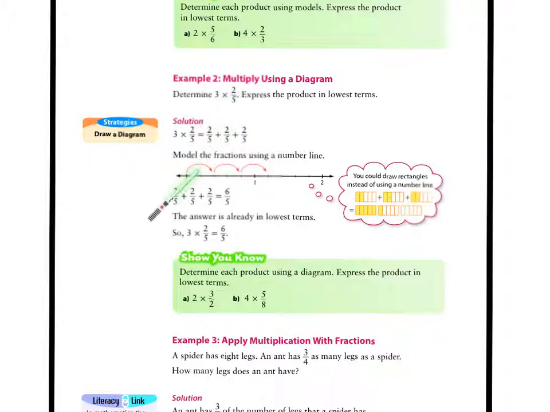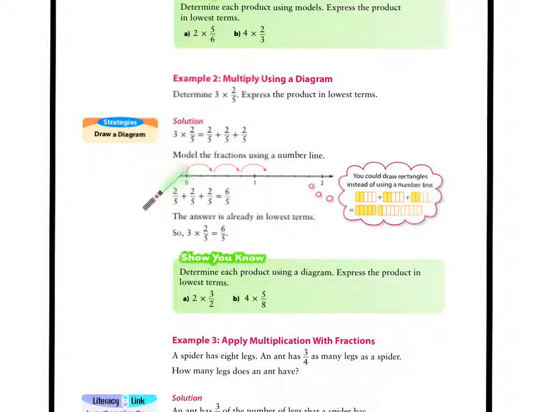So you can see here they set up a number line of 0, 1, and 2. And what they did is each section in here is actually chopped up into 5 parts. And we got that from the denominator 5. So you see 1, 2, 3, 4, 5. And what you're asked to do is jump 3 times. And each time you jump 2 out of 5.